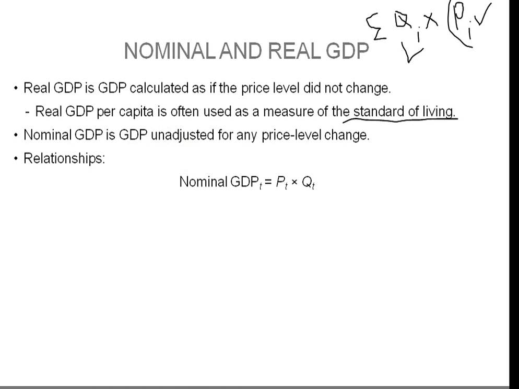The relationship is: nominal GDP at time t is equal to PT times QT. This is the current time period; T means the current time period.